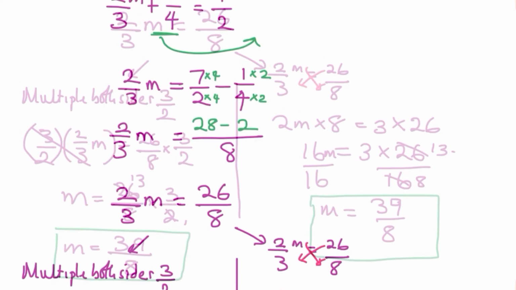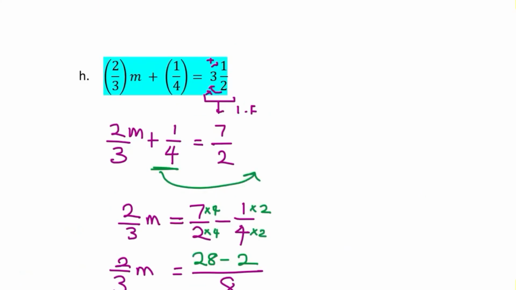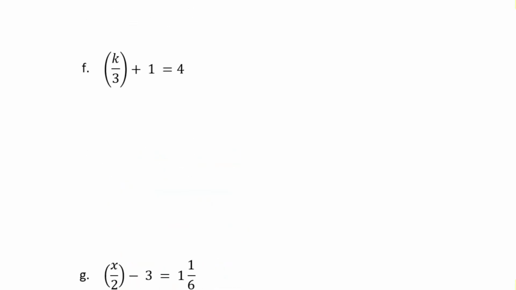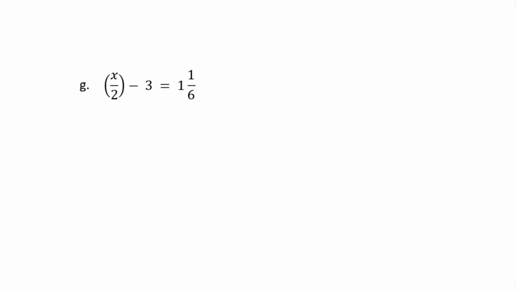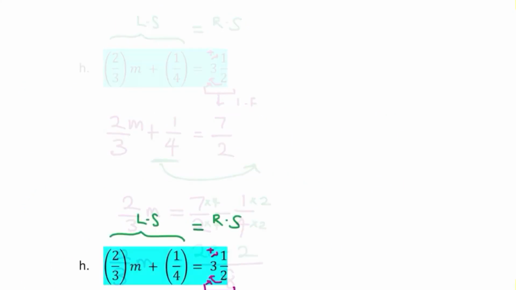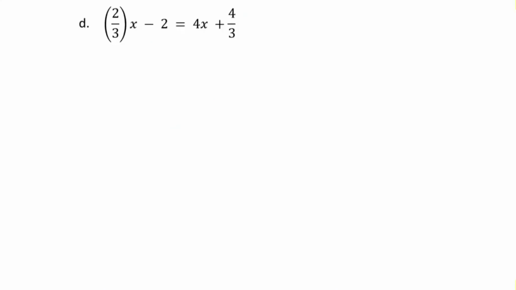So if you put that m value into this equation here, it means that this left side will indeed be equal to the right side. And if you do the same strategy for G and possibly F, you should be able to get the answers appropriately. So that's about it for this particular strategy on doing the division and multiplication of solutions.